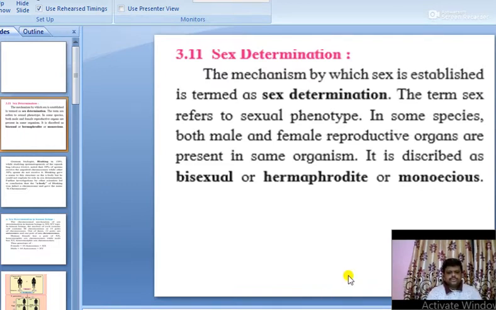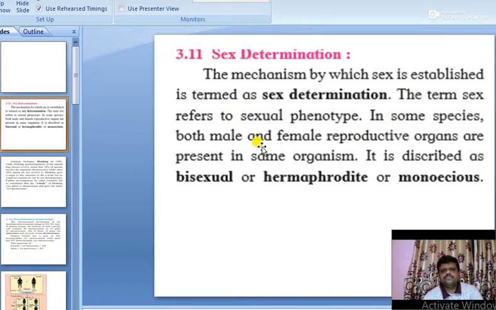Hello students, today you are going to study sex determination, topic number 3. Let us see what is sex determination. The mechanism by which the sex is established is termed as sex determination. I repeat, the mechanism by which sex is established is termed as sex determination. The term sex refers to sexual phenotype.